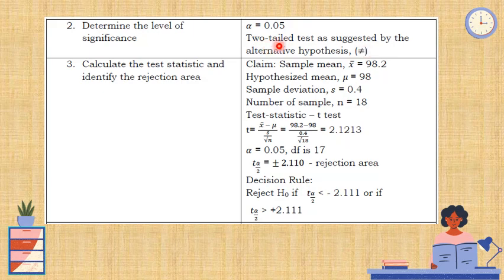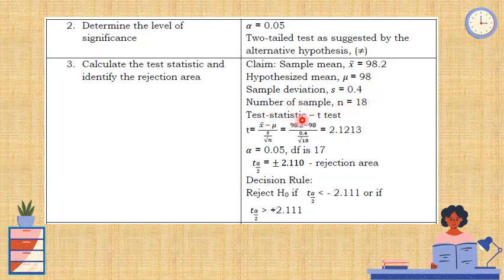Therefore, we will use the two-tailed test. Step 3, calculate the test statistic and identify the rejection area. So, what are the given? The claim or the sample mean, 98.2. The hypothesized mean, mu, 98. Sample standard deviation, 0.4. The number of samples, 18.